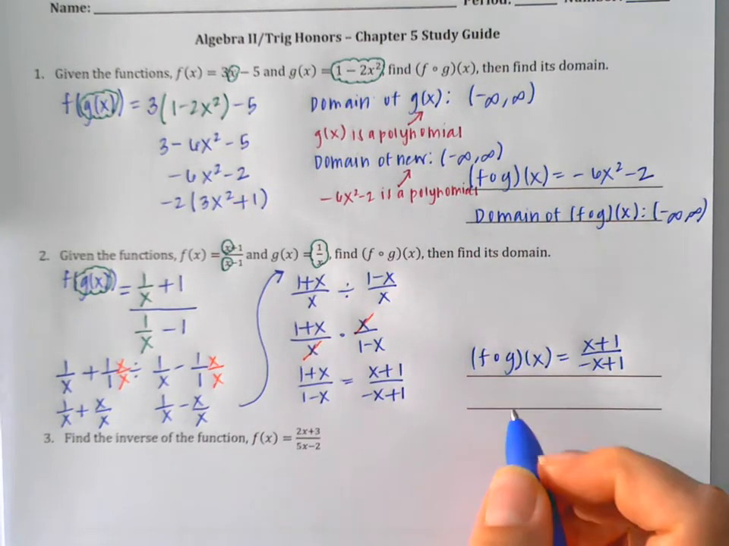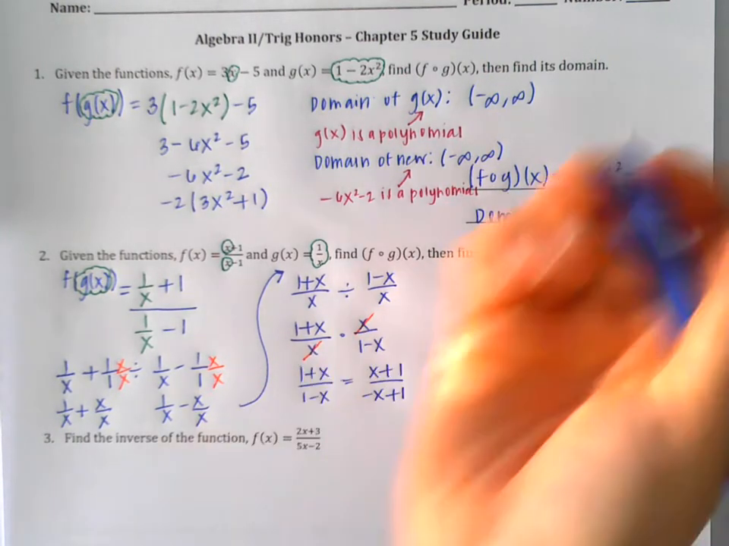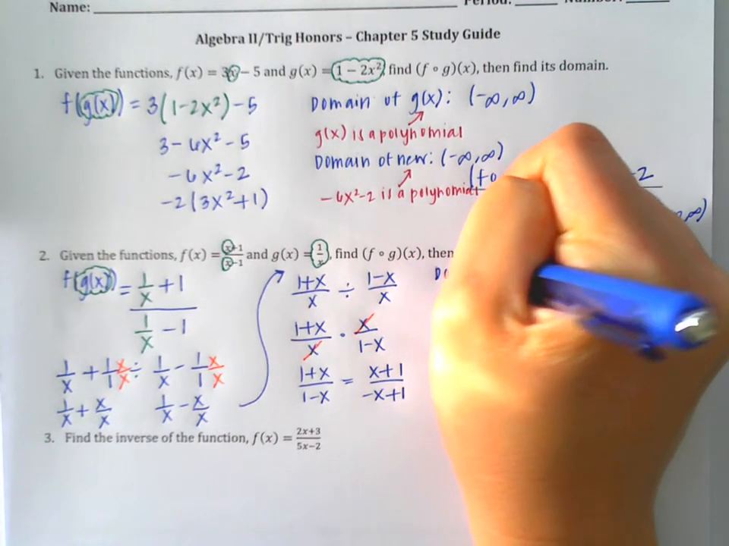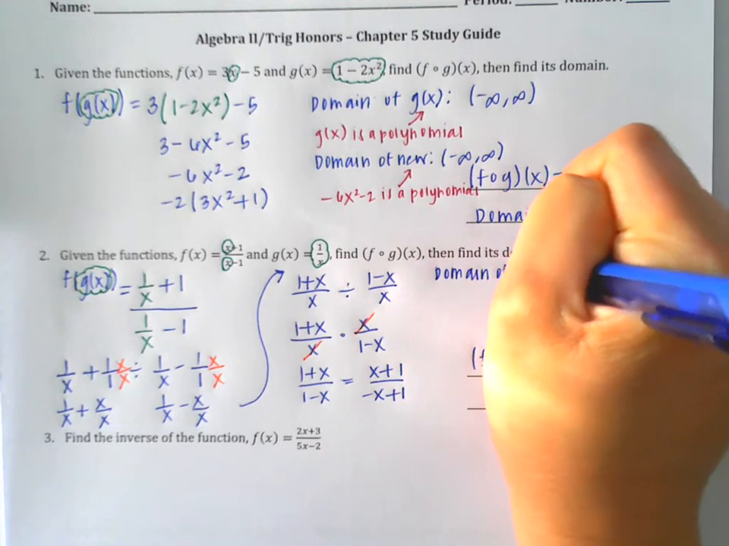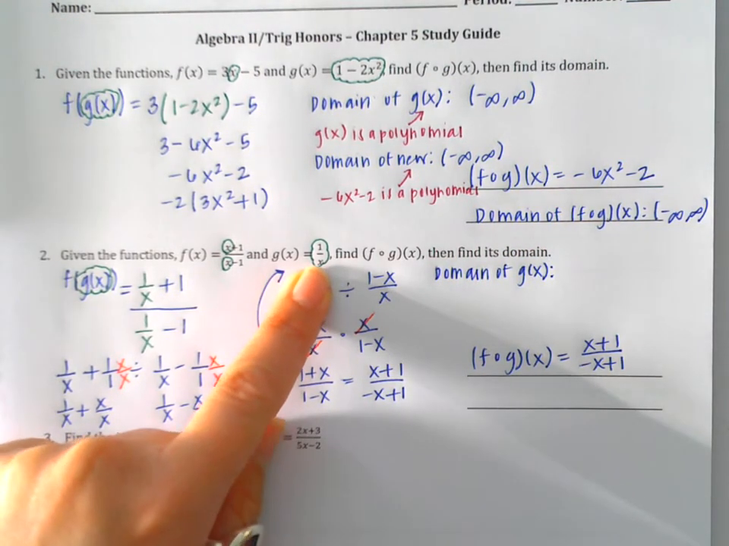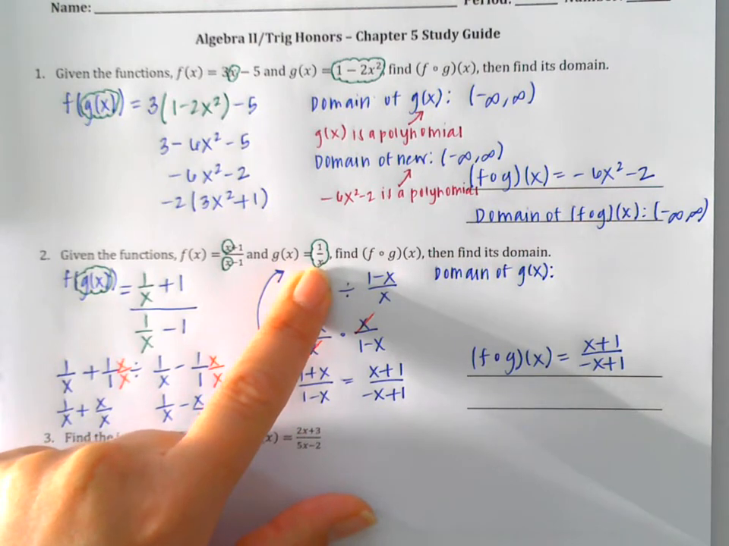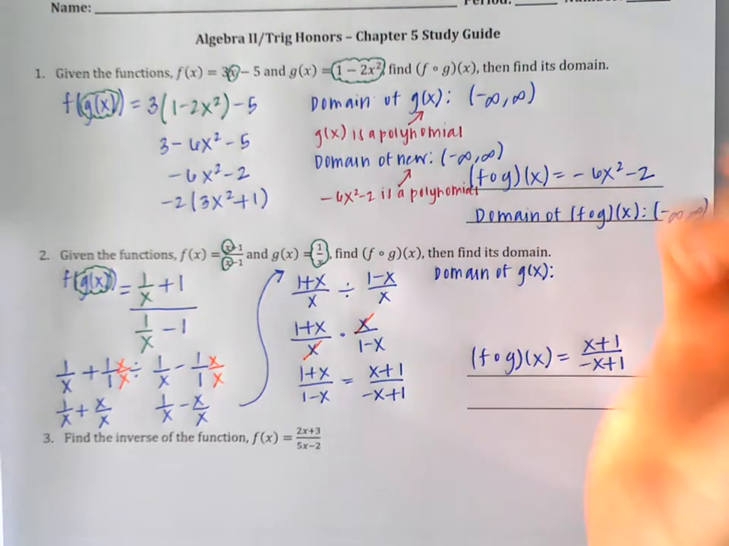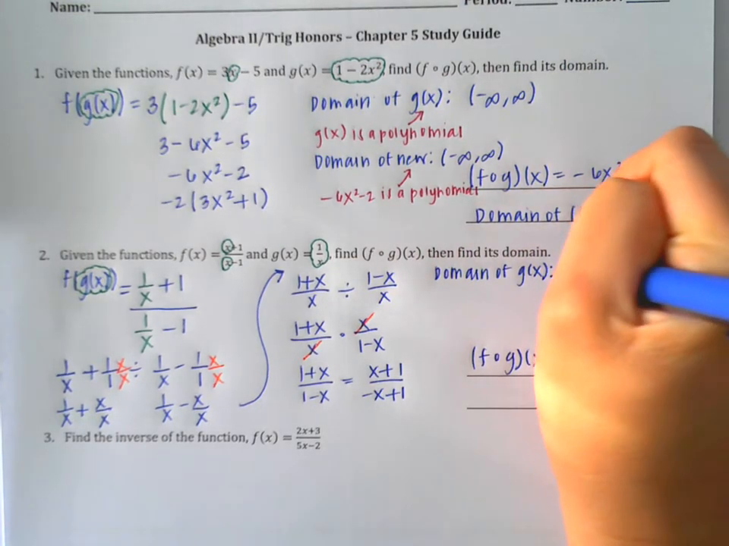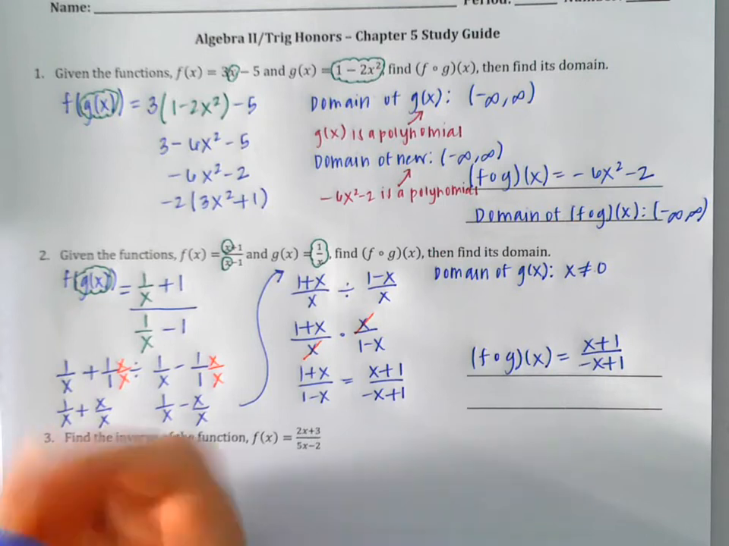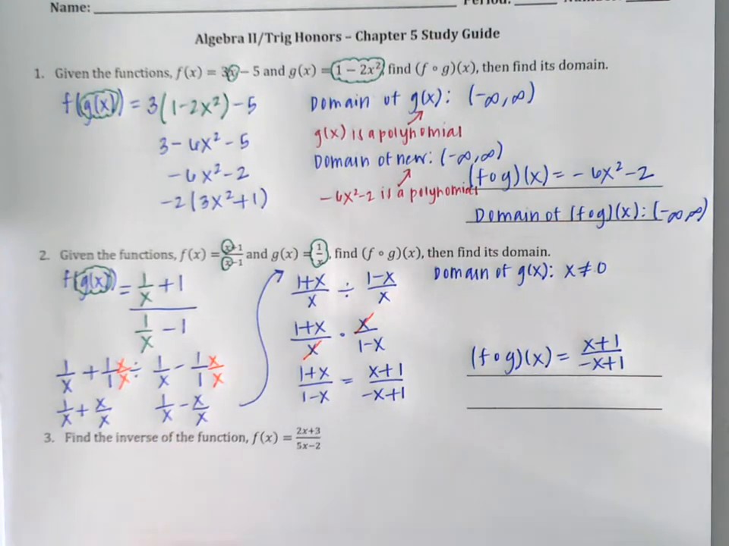Okay, so then we need to find the domain. So first, we need to look at the domain of g of x. And that is a rational function. So remember, we're finding the excluded values. So I look at the denominator of g of x, which is x, and the denominator x cannot be equal to 0. So we have x can't be equal to 0. And that's it. There's nothing left to solve.